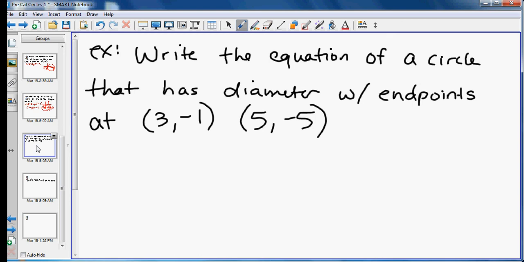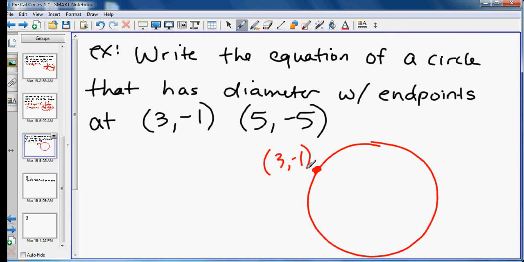So this isn't going to be a perfect graph, but I'm just going to give us a basic idea. Let's say this is the point 3, -1. Excuse me. This is the point 5, -5. So we were not given directly the center or the radius, but since this is the diameter, we know the center of the circle would have to be exactly in the middle of these two. So the way we can find the middle of a line segment is with the midpoint formula.